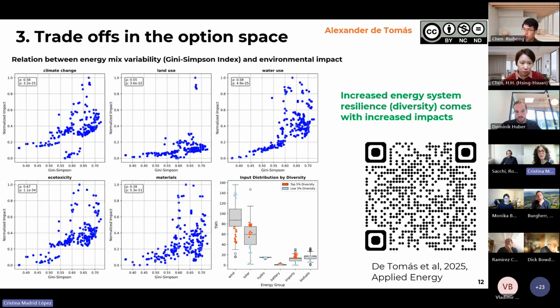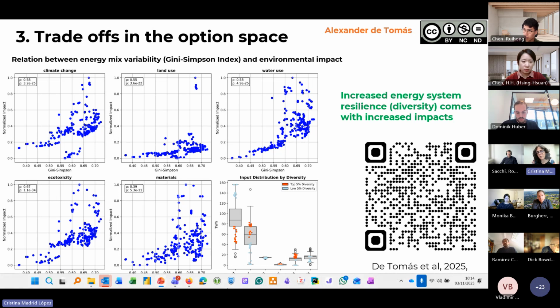We also studied how these impacts correlate with the security and the variability of the impact. So here you have a comparison between the normalized impact according to the optimum and the Gini index, and see how there is a clear relation between the complexity or the variability of the system and the impact. So the more resilient our system is in terms of energy, the more impacting as well. This is something we need to consider.